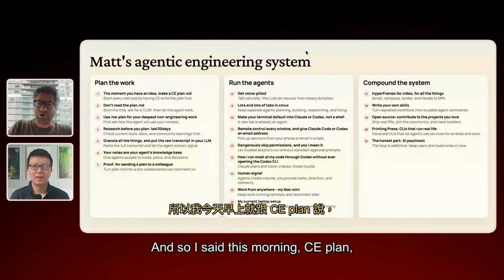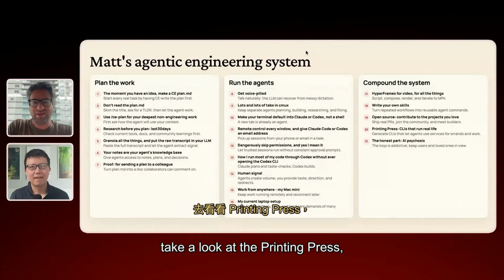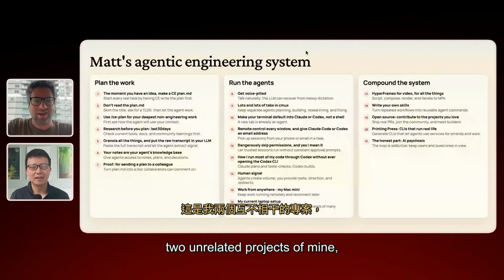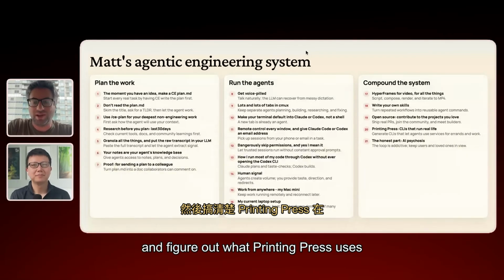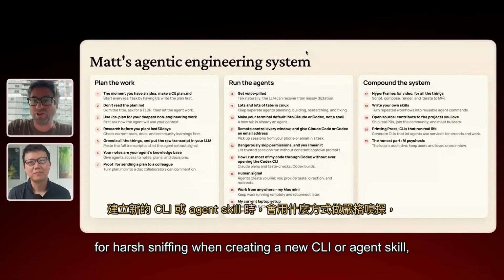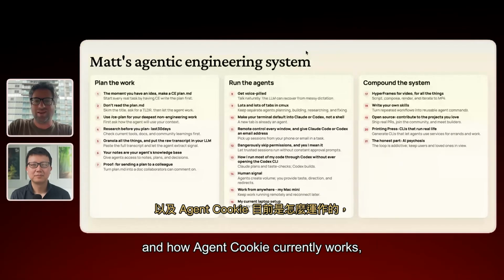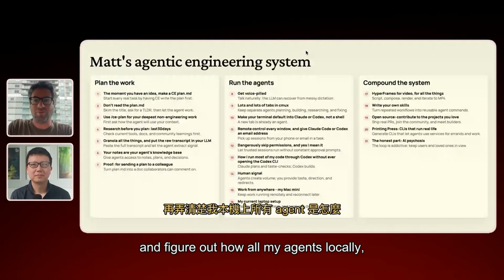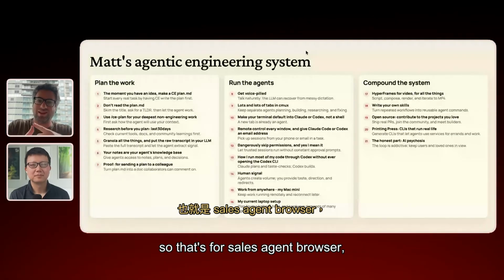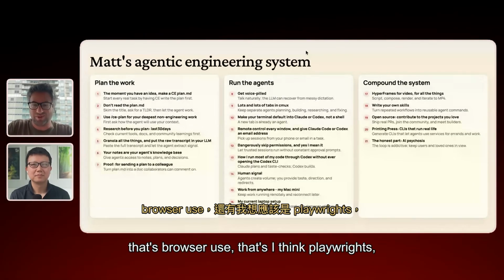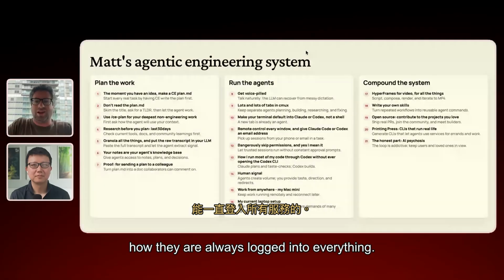And so I said this morning, CE plan, take a look at the printing press and take a look at Agent Cookie, two unrelated projects of mine, and figure out what printing press uses for HAR sniffing when creating a new CLI or agent skill, and how Agent Cookie currently works, and figure out how all my agents locally, so that's for Vercel's agent browser, that's browser use, that's I think Playwright, how they are always logged into everything.